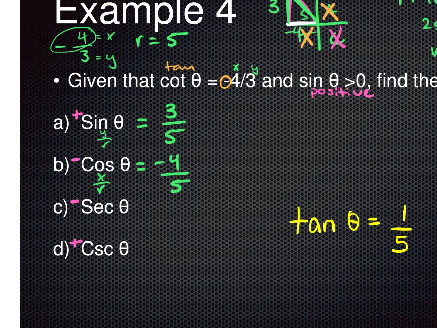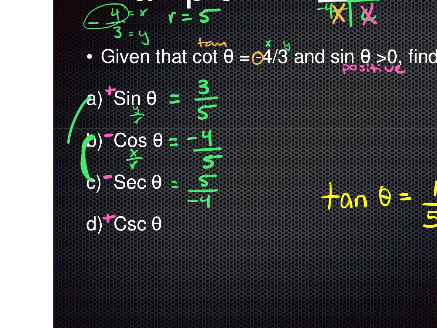Secant is the reciprocal of cosine, so we can just flip cosine. That would be 5/-4. We said it was going to be negative, so we're good there. Cosecant's the reciprocal of sine, so that would be 5/3. And we said it was going to be positive, so we're good there.